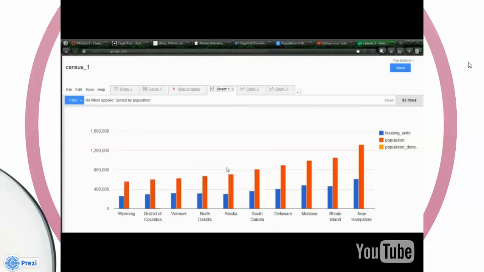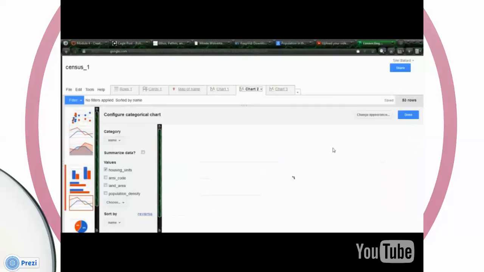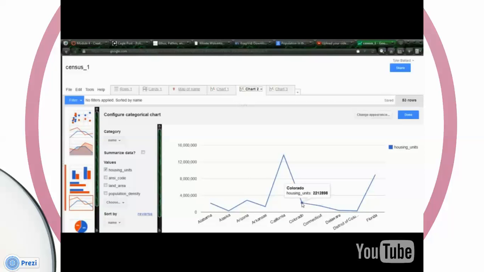So I chose a bar graph to compare housing units to population. And as you can see, the population is almost double the housing units, suggesting there's 2 or more people in each house. For my second chart, I did housing units alone to get an idea of how much housing is in each state.